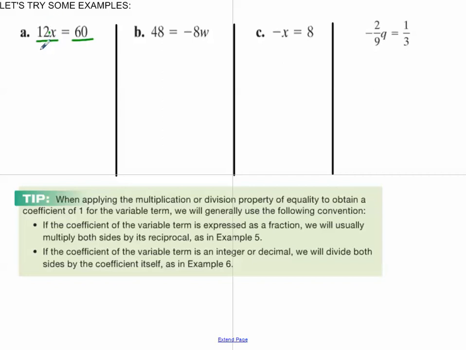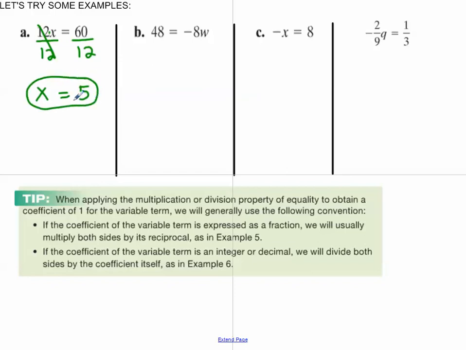The opposite is dividing, so we divide by 12 on the left side, and because we're using properties of equality, because these are equal, we've got to treat them equally by dividing each side by 12. 12 divided by 12 is 1. What do we have left on the left side? X equals 60 divided by 12. If you need a calculator, you can do it, but x equals 5.